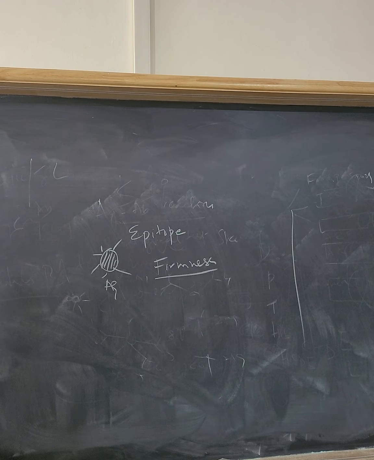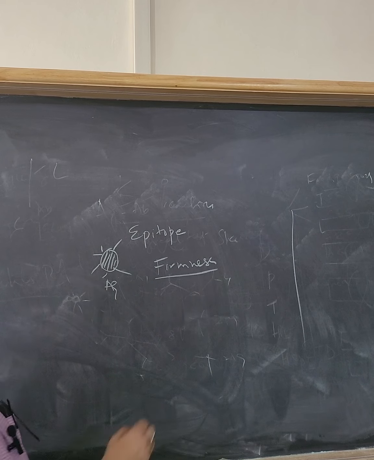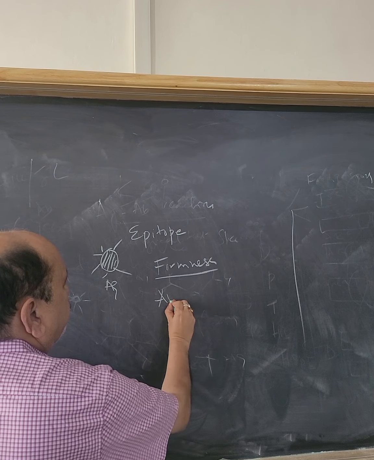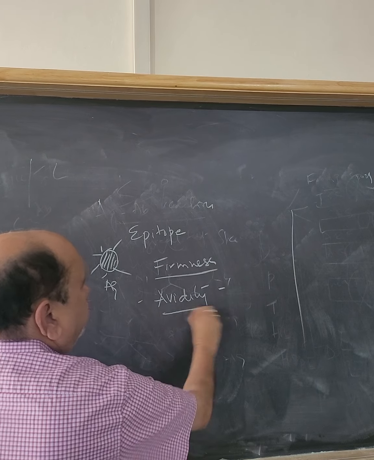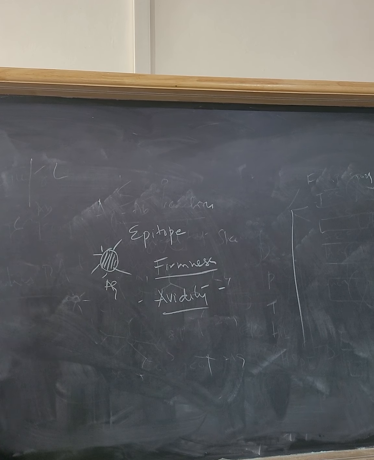The firmness with which antigen and antibody are combined is called avidity. Okay.